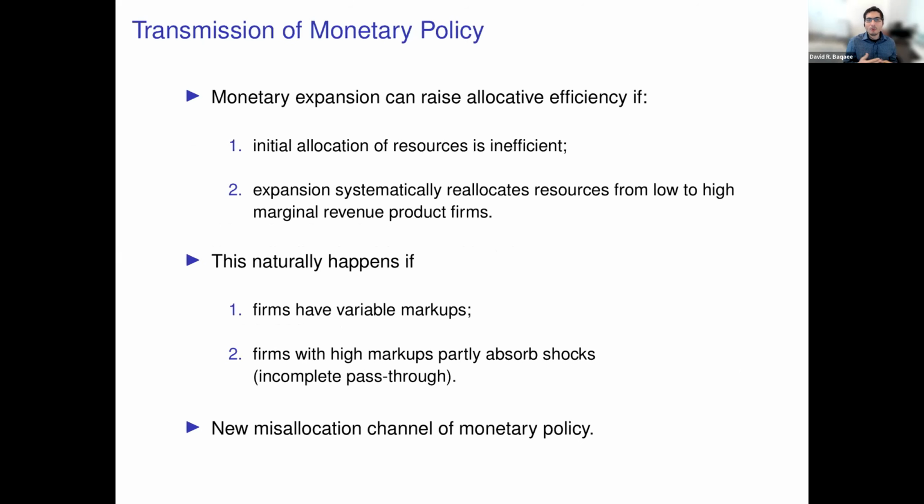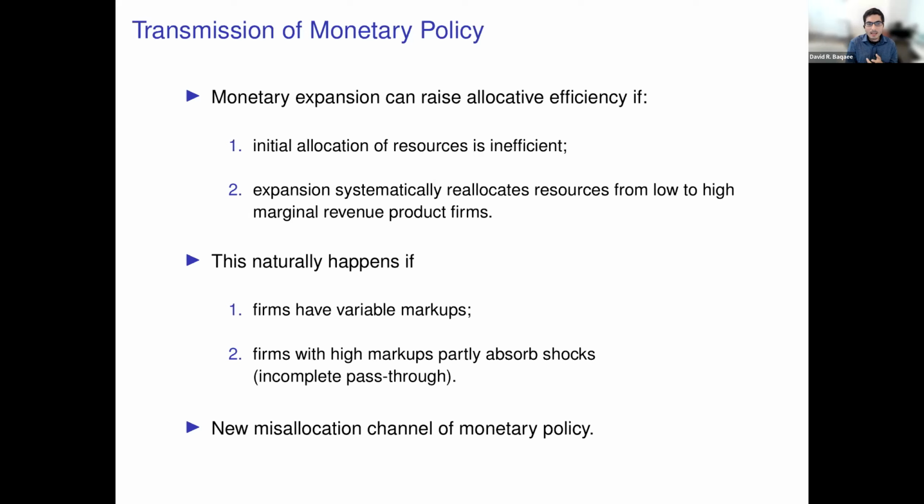So the question is, how could monetary policy, which is changing aggregate demand, affect aggregate productivity? In this paper, a monetary expansion is going to raise aggregate productivity and raise output by raising allocative efficiency in the economy. That means that the initial allocation of resources is inefficient, and somehow monetary expansion brings you closer to the efficient frontier. So why would that happen? In order for this to happen, you need two conditions. These are both necessary. The first one is that you need the initial allocation of resources to be inefficient. If you start your model at an efficient point, you're not going to see things like this.